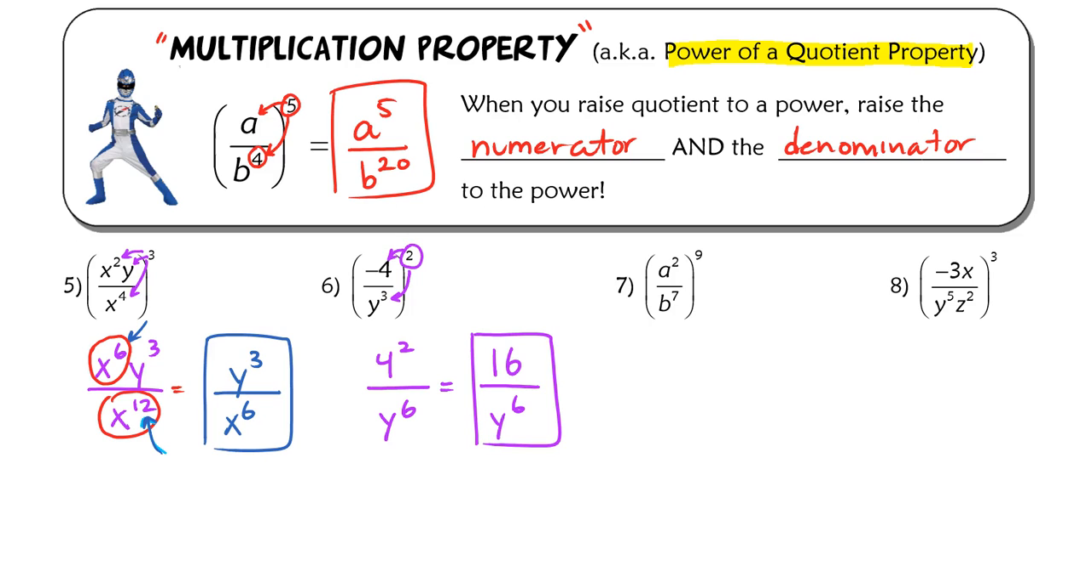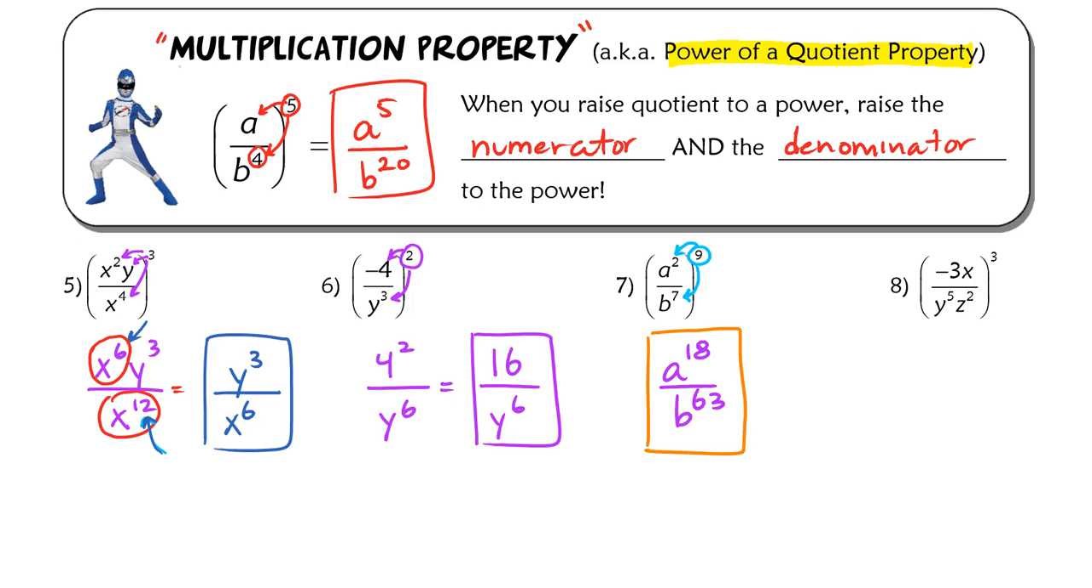Number 7 is pretty similar. We're going to take that 9 and distribute it to both the numerator, the a on top, and the denominator, the b on the bottom. So this is going to give me, when I multiply those exponents, a to the 18th power over b to the 63rd power. And I can't do anything further to simplify that since they are not the same base, so I leave my answer as a to the 18th over b to the 63rd power.